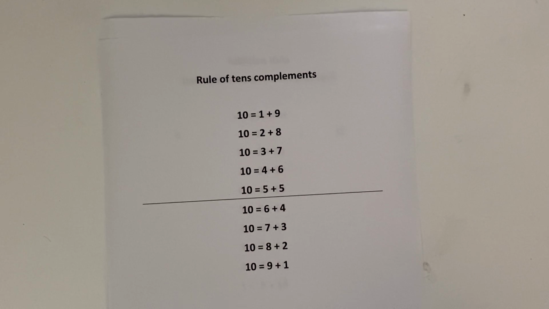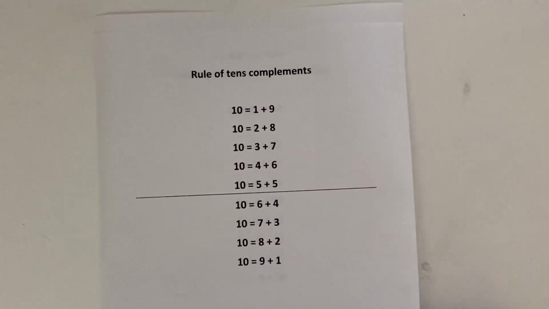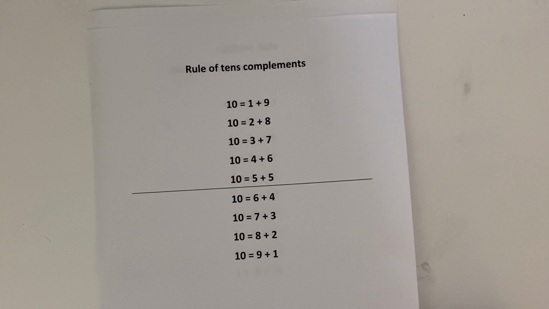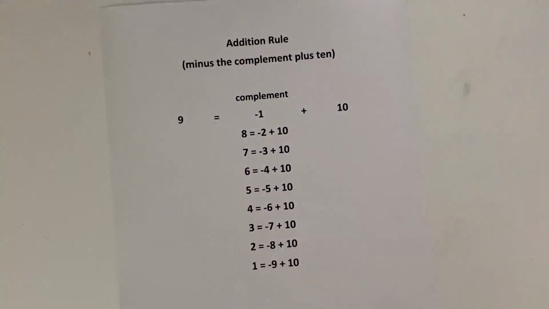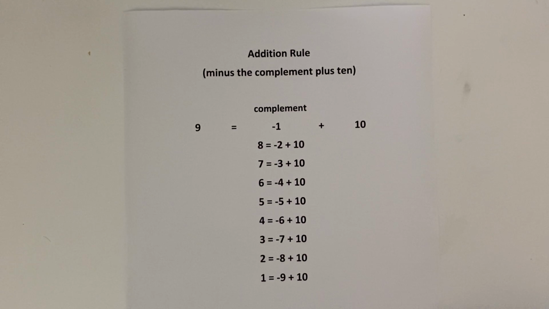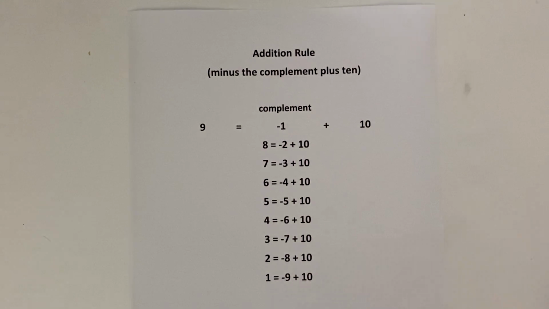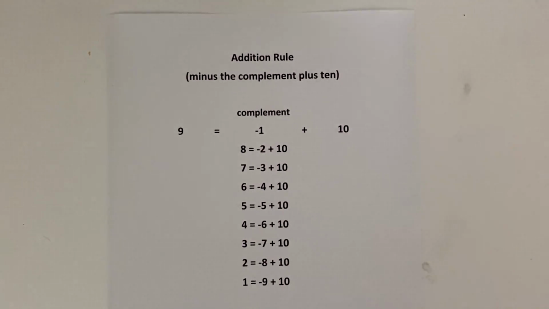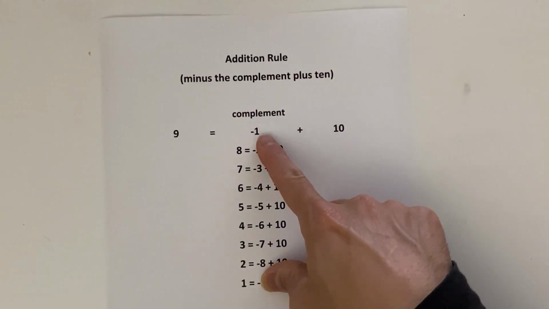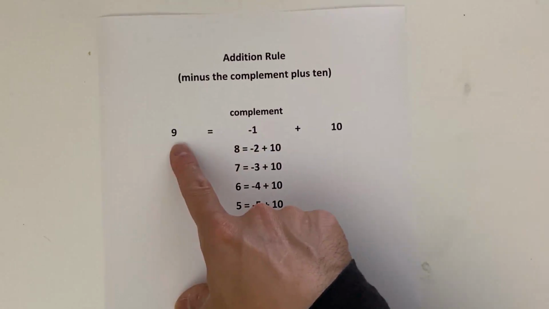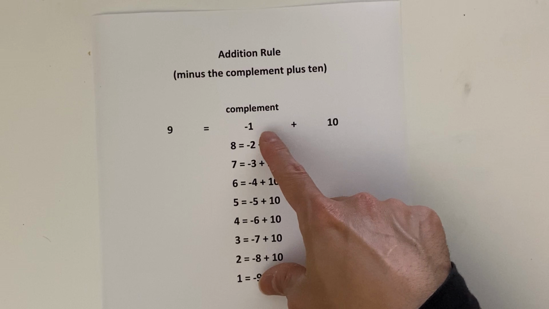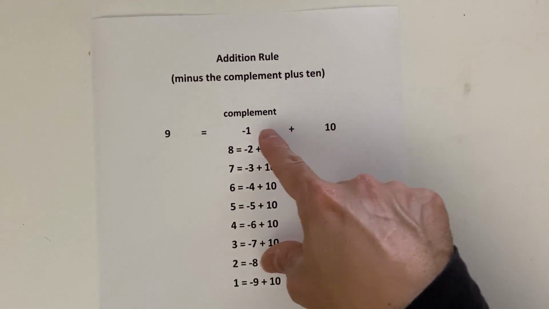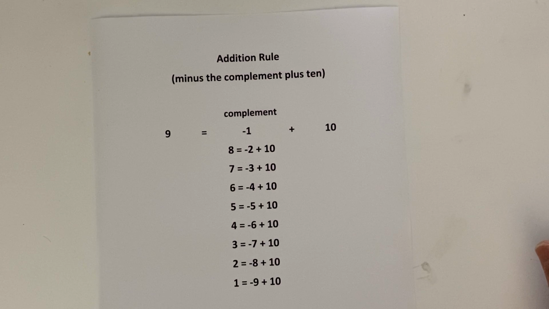And so because 1 plus 9 is 10, 2 plus 8 is 10, 3 plus 7 is 10, 4 plus 6 is 10, 5 plus 5 is 10, therefore, looking at 9, we say that the tens complement of 9 is 1. So the complement is the middle number here. So we can see 9 as a combination of 10 minus 1, 10 minus 1.